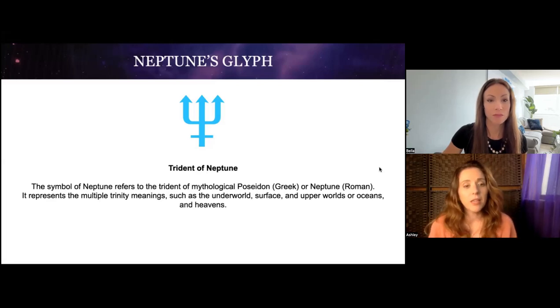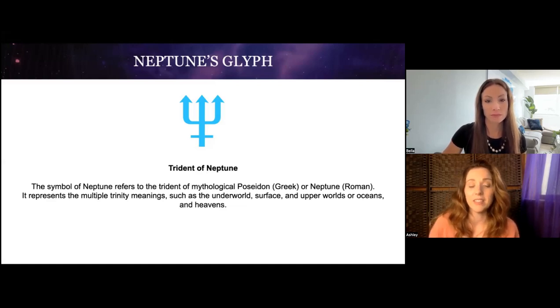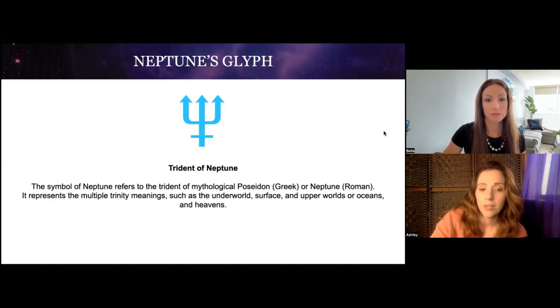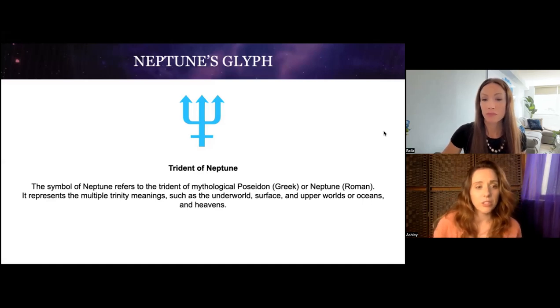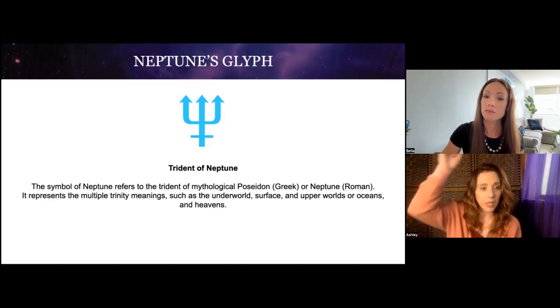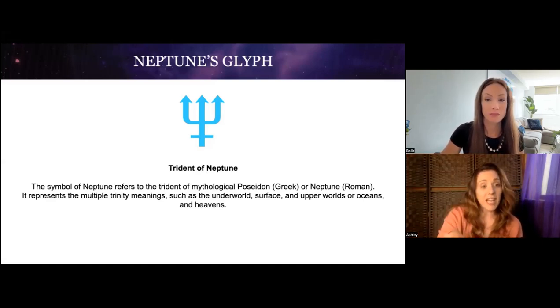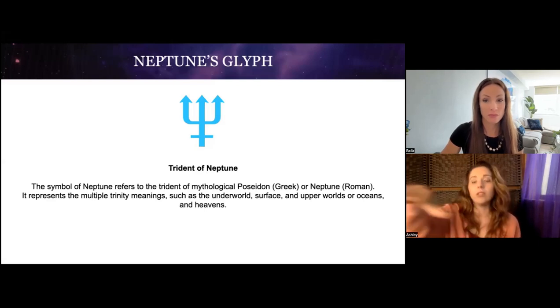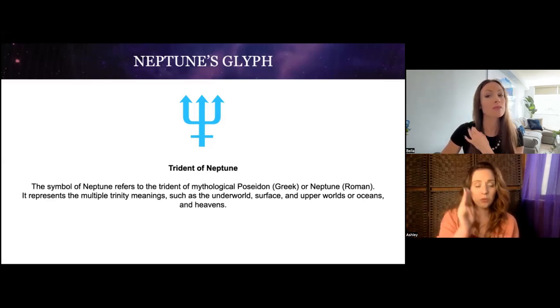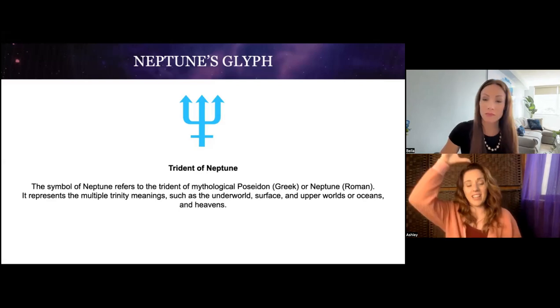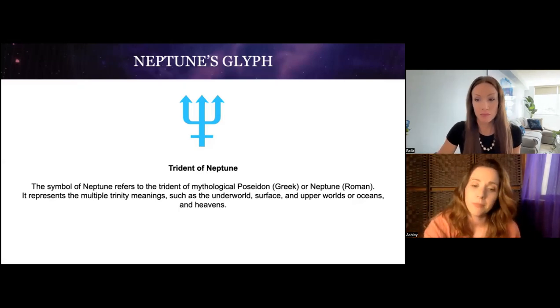It represents the multiple trinity meanings, such as the underworld, surface, and upper worlds, or oceans and heavens. And also in Greek mythology, obviously, we had Hades that ruled the underworld. We had Zeus that ruled the overworld, or more so the heavens. And then Poseidon ruled the ocean. So there's those triple threat gods. They covered all the realms.